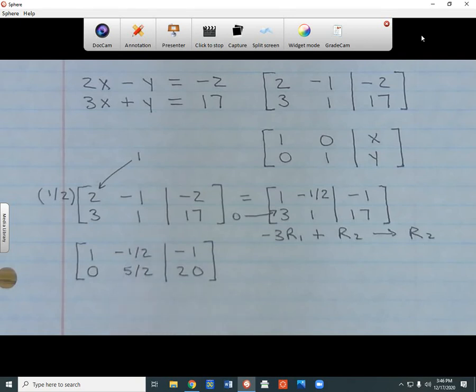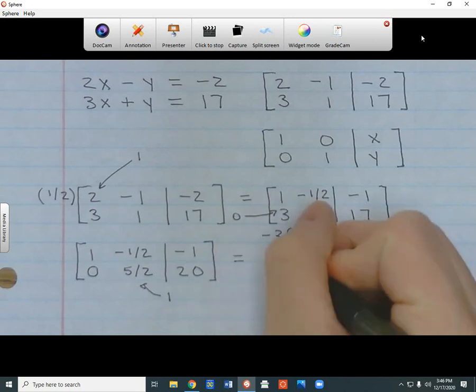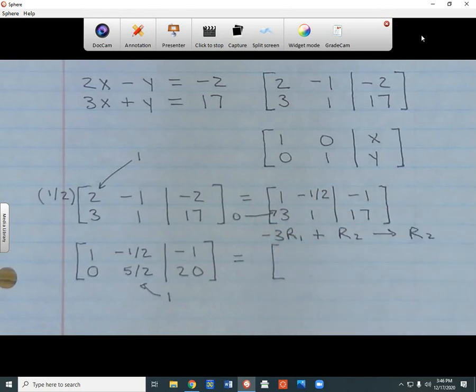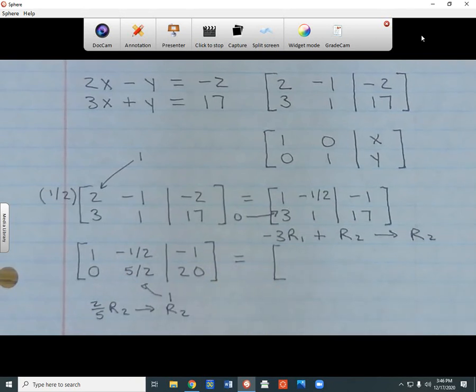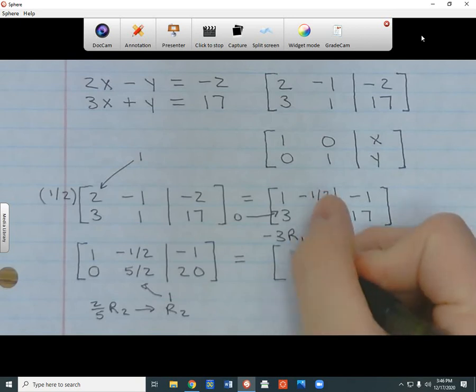So how can I change this 5/2 into a 1? How can I do that? Well, I could multiply 5/2 by its reciprocal, right? I could change that into a 1 by multiplying the entire bottom row by 2 over 5. So what I'm doing is multiplying the entire row 2 by 2/5, and then I'm going to get a 1 right here. Okay, so I'm going to multiply the entire bottom row by 2/5. And when I'm doing this, the top row is going to remain the same. So I'm still going to have 1, -1/2, and -1.